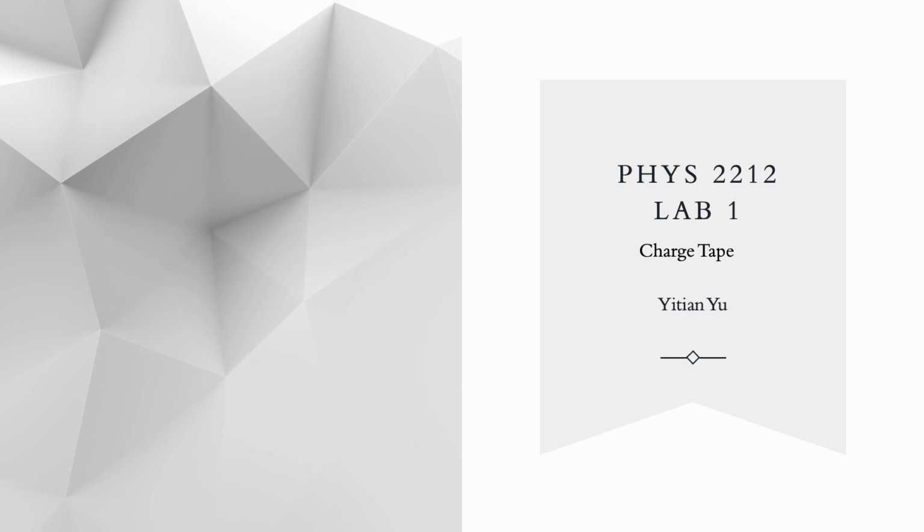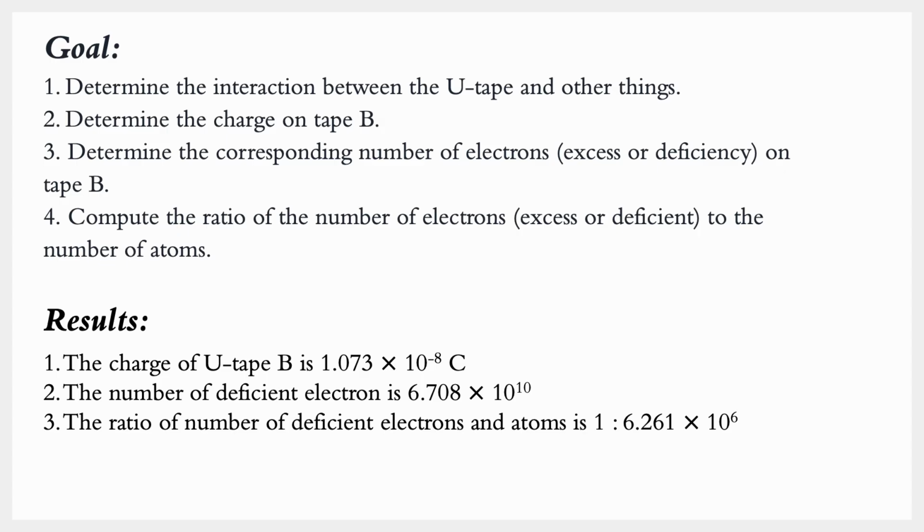Hi, welcome to my Physics 2212 Lab 1 Charge Tape Lab Report. For this lab, our goal is to first determine the interaction between the U-tape and other things. Second, determine the charge on tape B. Third, determine the corresponding number of electrons on tape B. Last, compute the ratio of the number of electrons to the number of atoms.